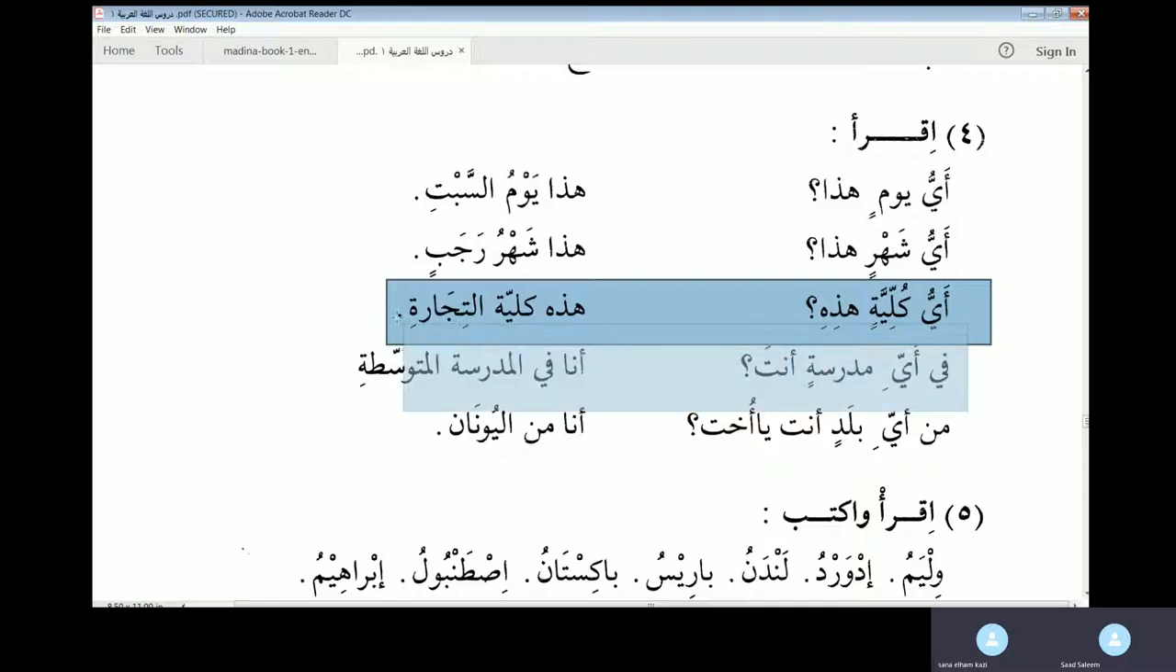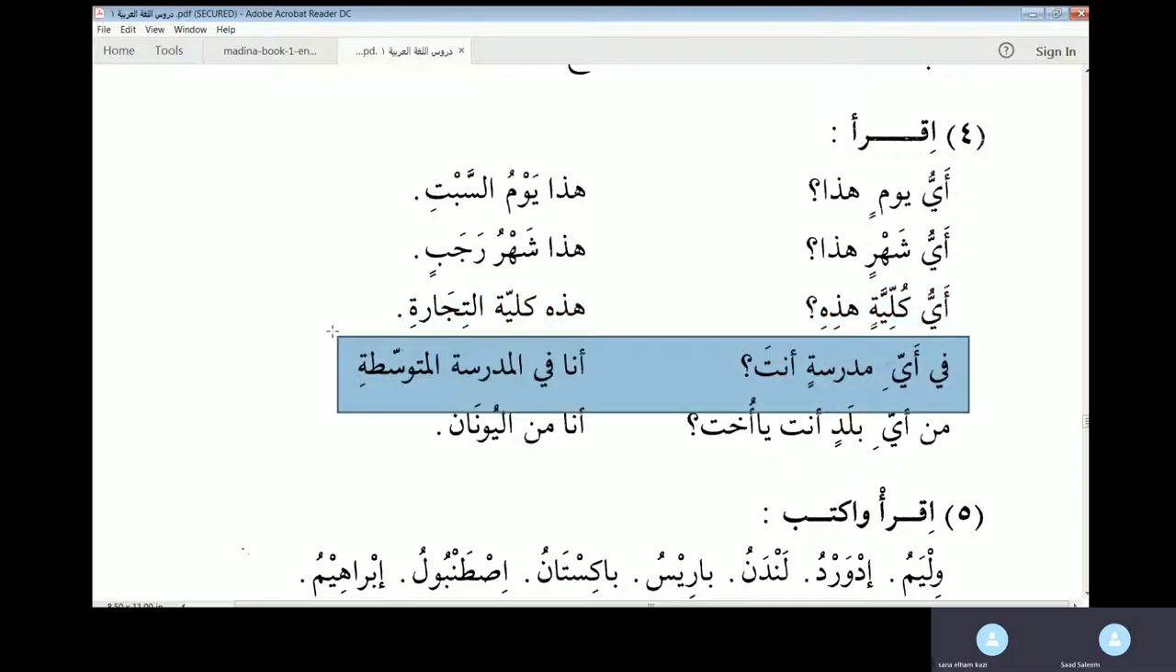Fi ayyi madrasatin anta? In which school are you? Ana fil madrasatil mutawassitah. I am in middle school.